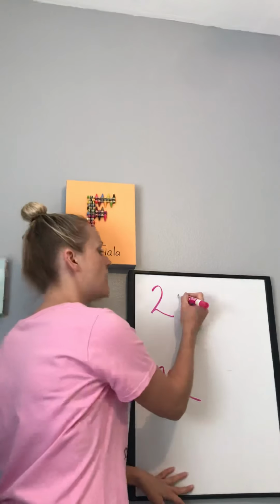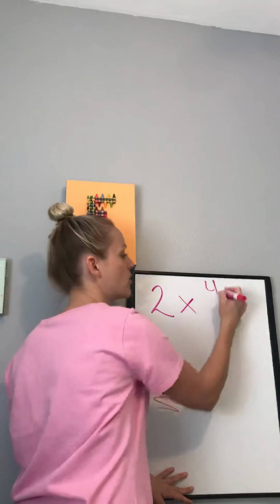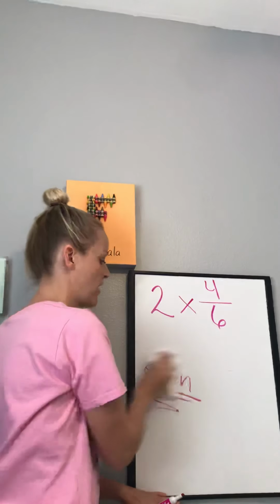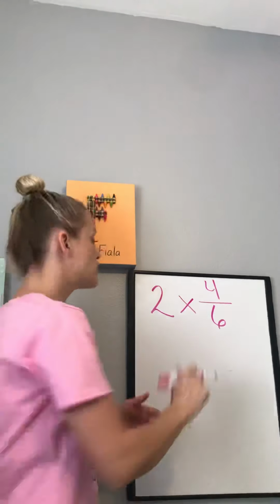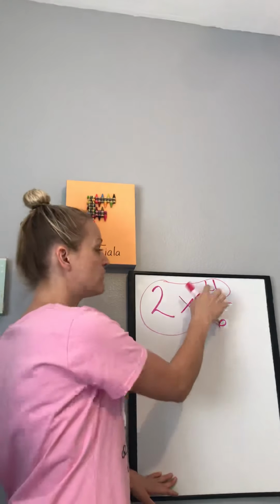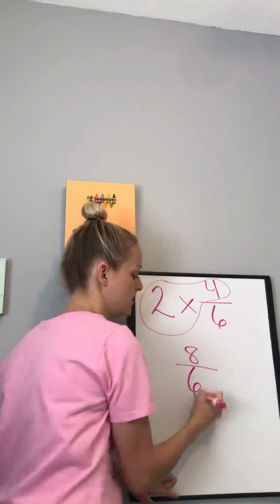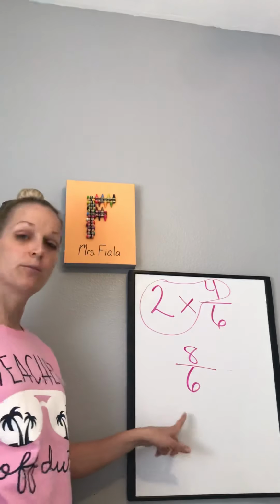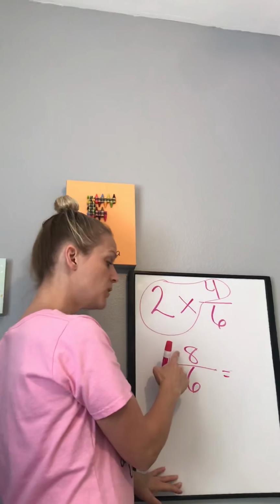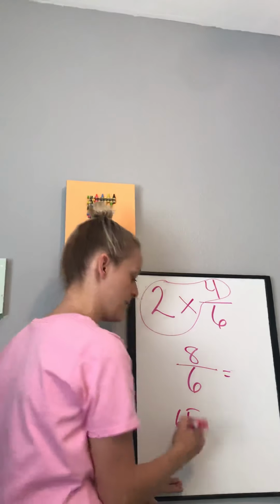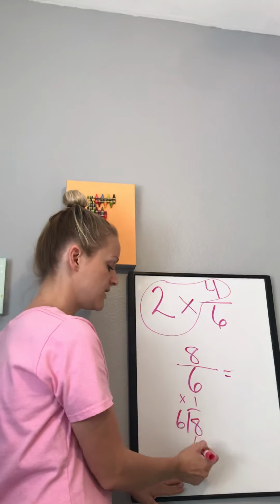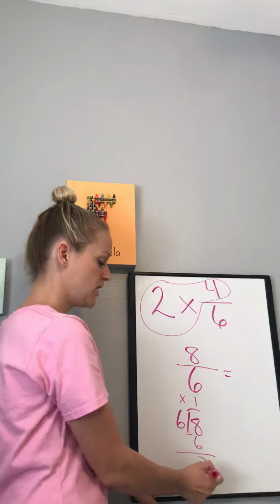So each. So if I had to multiply 2 times 4/6, I'm just multiplying here a whole number times a fraction. When I do that, I just multiply the whole number times the numerator. So 2 times 4 is 8 all over 6. But now that's an improper fraction, so I have to change it to a mixed number, and we divide. We divide the top number 8 divided by the bottom number 6. 6 goes into 8 one time. 1 times 6 is 6. 8 minus 6 is 2.